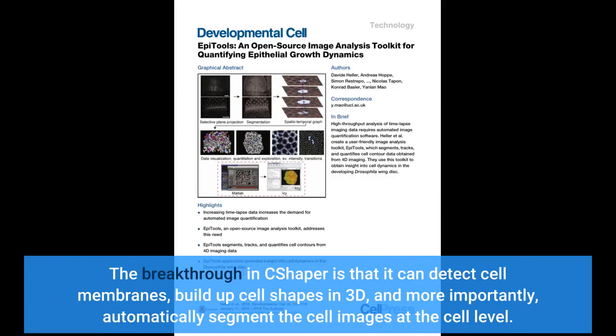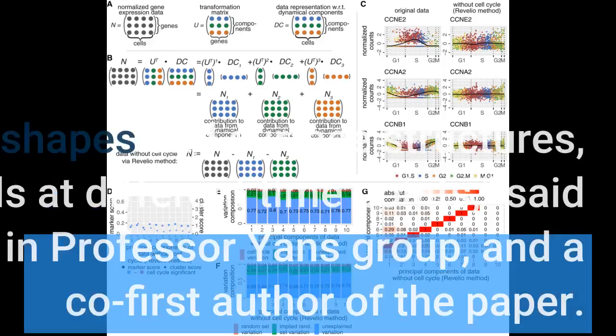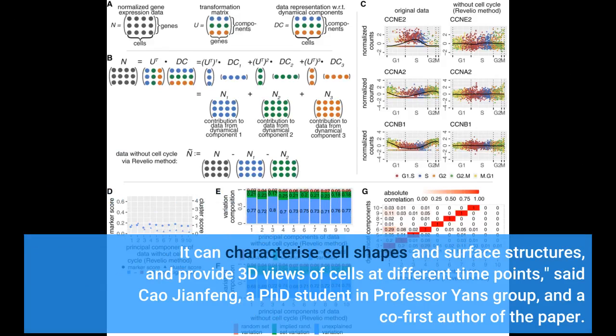The breakthrough in C-Shaper is that it can detect cell membranes, build up cell shapes in 3D, and more importantly, automatically segment the cell images at the cell level. Using C-Shaper, biologists can decipher the contents of these images within a few hours. It can characterize cell shapes and surface structures, and provide 3D views of cells at different time points, said Cao Feng, a PhD student in Professor Yan's group, and a co-first author of the paper.